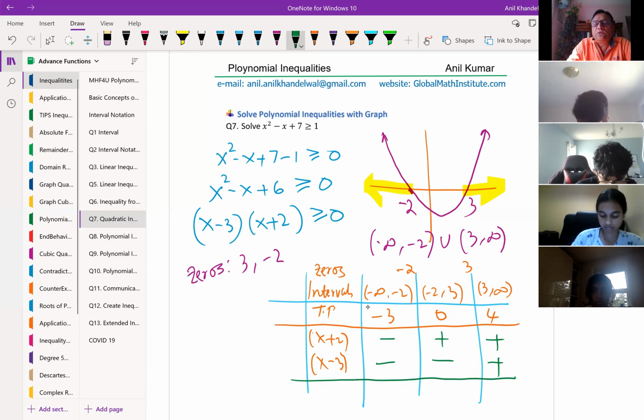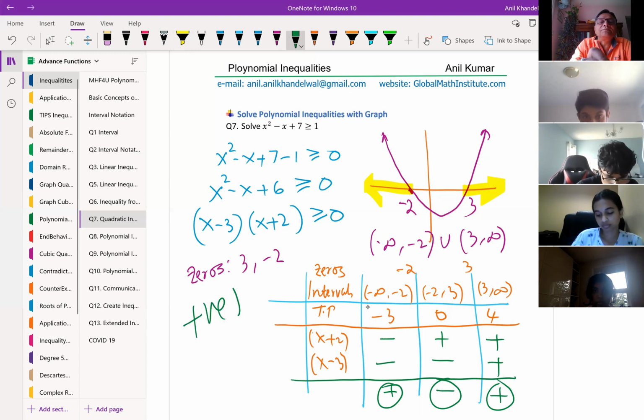If you multiply two negatives, you get a positive. A positive and a negative gives you a negative. Two negatives gives you a positive. We are looking for greater than or equal to 0. So positive is our solution, correct? So these two intervals are part of the solution, which is this.